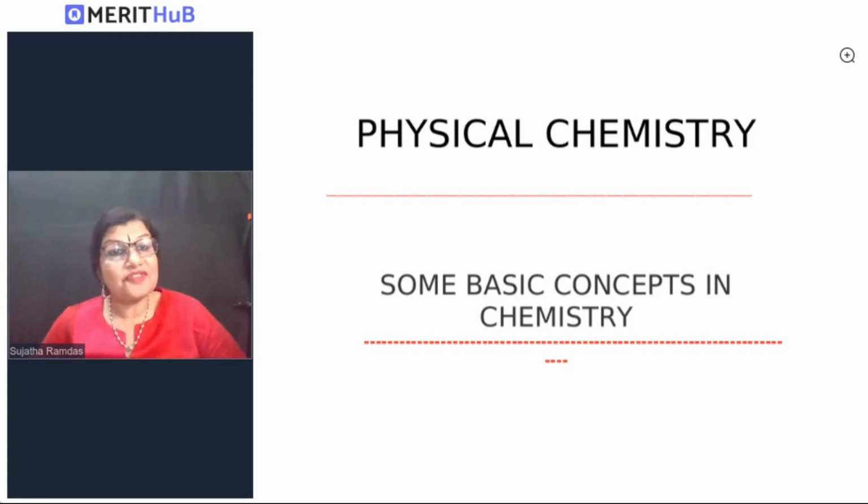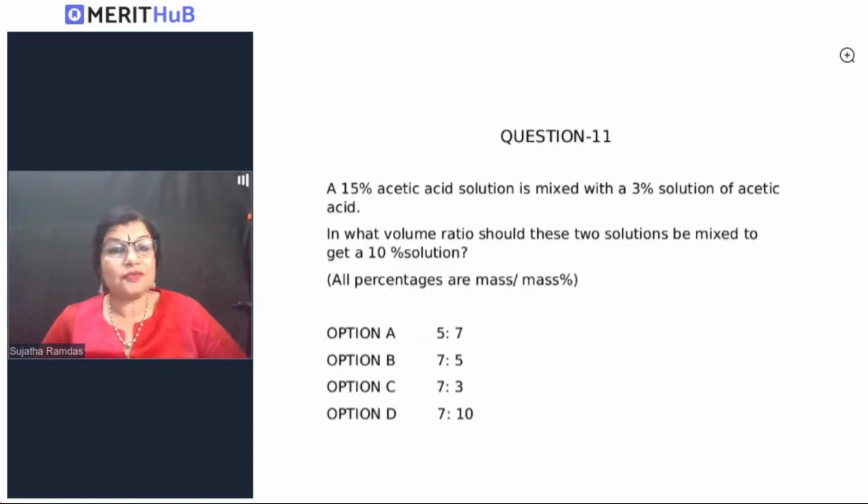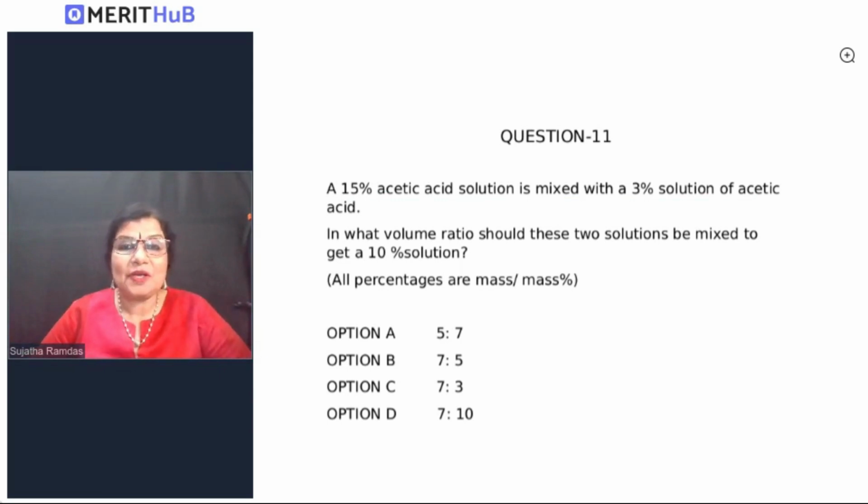Today we start physical chemistry. And the first chapter that you've studied in class 11 is some basic concepts in chemistry. It is a numerical oriented topic. So here is the first question in physical chemistry, or question number 11 in the series. Let's understand this question.